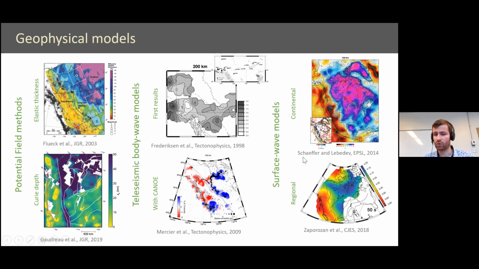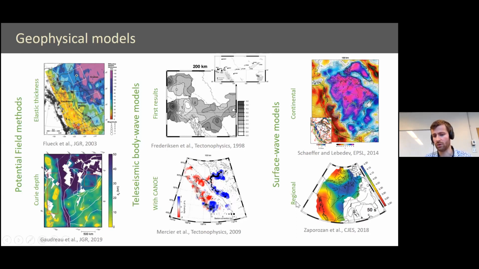And obviously, more recently, there were a number of surface wave models that were developed and published, like the one from Schaeffer and Lebedev in 2014, describing the seismic velocity structure of North America at the continental scale. And you can see that basically we have high velocity anomalies across the Craton, the Canadian Shield, and way lower velocities and velocity anomalies in the Cordillera, reflecting basically two different tectonic domains here.